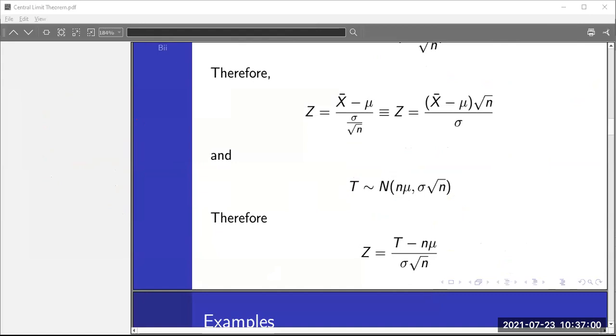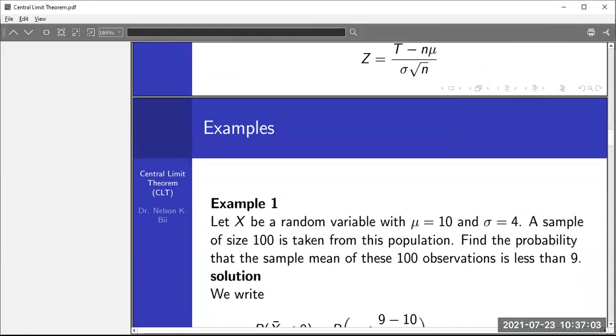So let's see what we have next. An example here: let x be a random variable with mean mu equal to 10 and standard deviation sigma equal to 4. A sample of size 100 is obtained from this population. Find the probability that the sample mean of these 100 observations is less than 9. So we want to find the probability that x bar is less than 9.